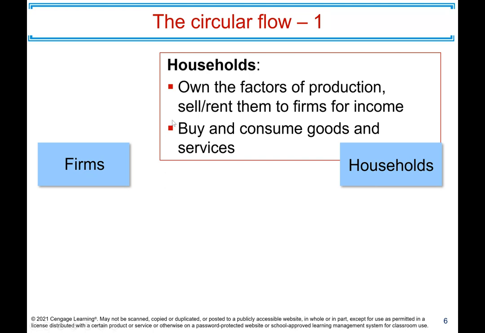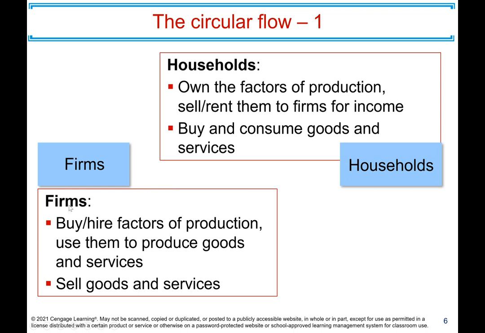Households own factors of production and they sell these factors of production or rent them to business firms. These business firms use the factors to produce goods and services, which they sell to the households. So households buy and consume goods and services. On the other side, business firms buy or hire factors of production. They use them to produce goods and services. And they sell these goods and services to the households.